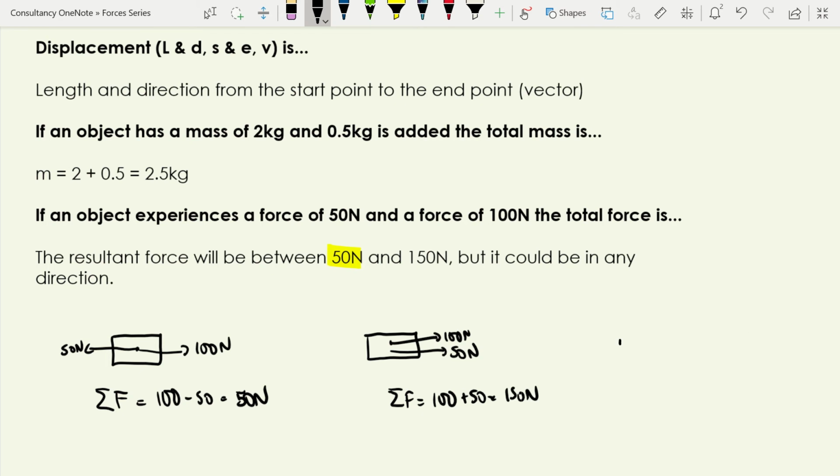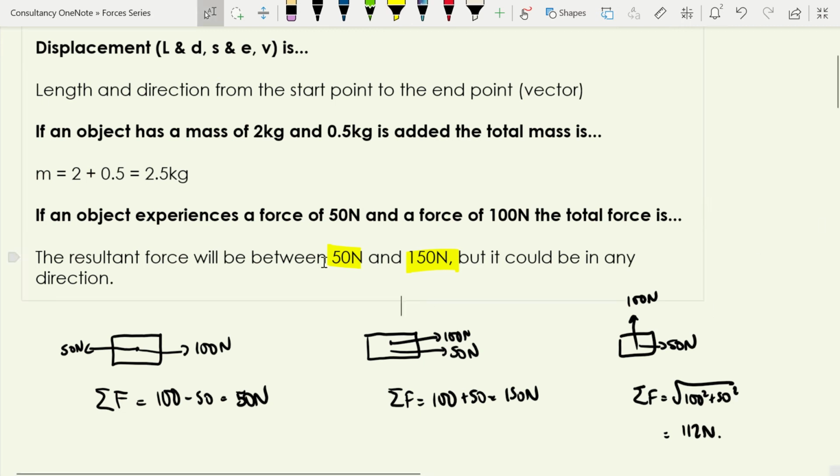Now, we could also have a scenario where we have, I don't know, the 100 newtons that way, and the 50 newtons at right angles, and the resultant force will be the square root of the sum of the squares. Let's calculate what that happens to be, why not? 100 squared plus 50 squared, square rooted, and that turns out to be 112 newtons. So the key thing here is we can say what the range of the resultant force will be, but the resultant force can end up being in any direction, so we can't actually be specific.